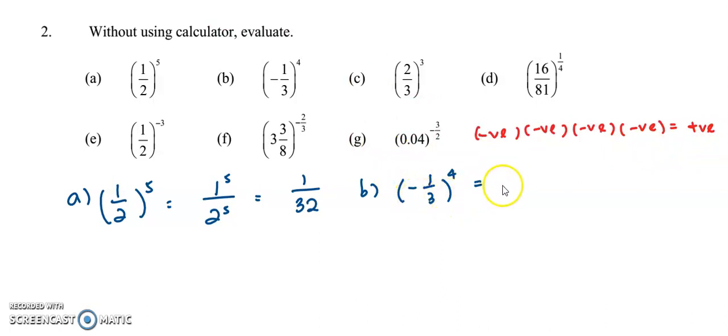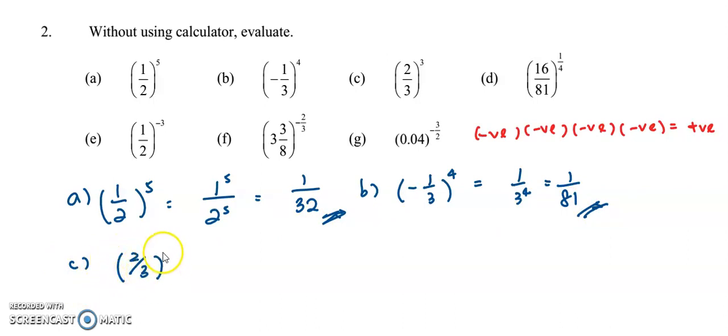We know that the final answer should be positive. So now we can say that this is 1 over 3 power of 4. 3 power of 4 again is 81. So finally you will have 1 over 81. This is your answer.